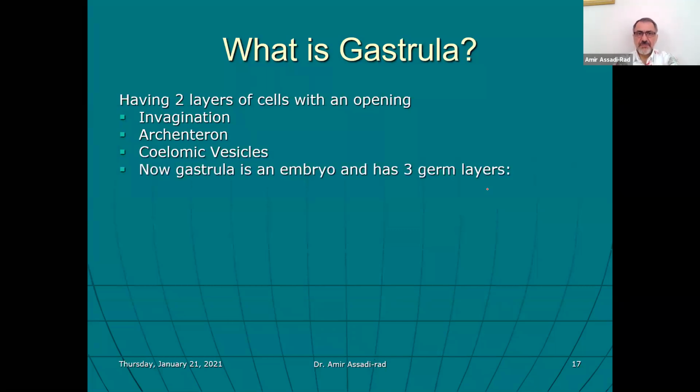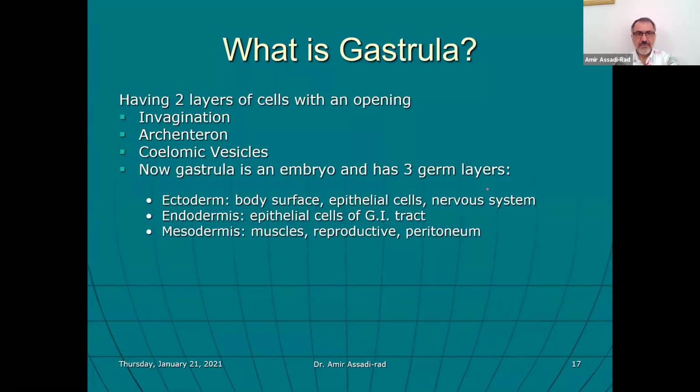Now, gastrula is an embryo that has three germ layers: ectoderm, endoderm, mesoderm. If I ask you, what is ectoderm, endoderm, what are the three germ layers, and you give me only the name, you lose points. I want the complete definitions, I'll show you a diagram, it will come up. A complete definition of ectoderm, endoderm, mesoderm. I would like you to see that.